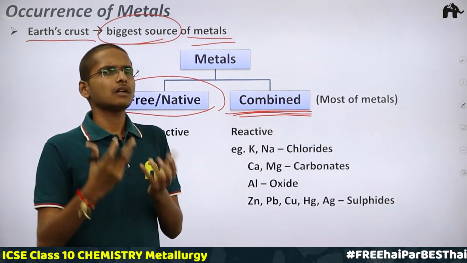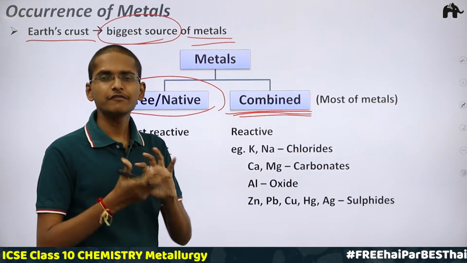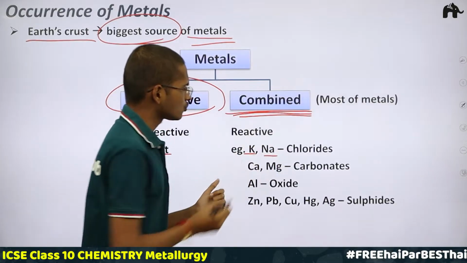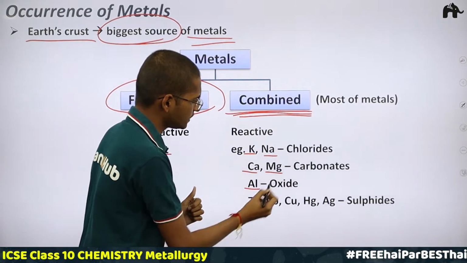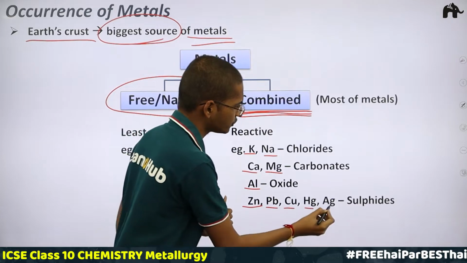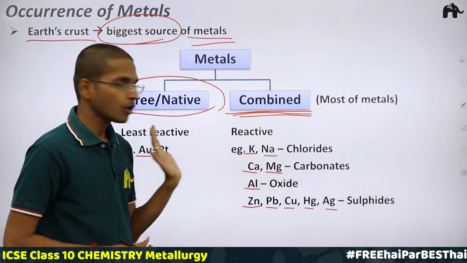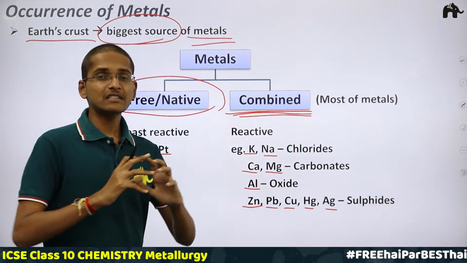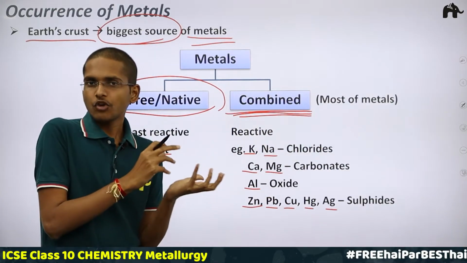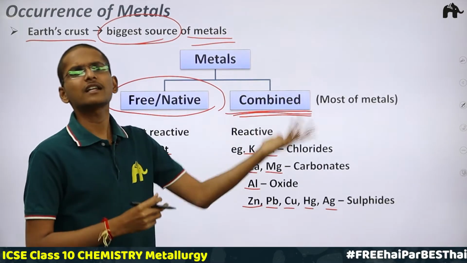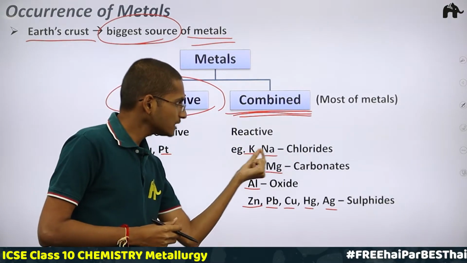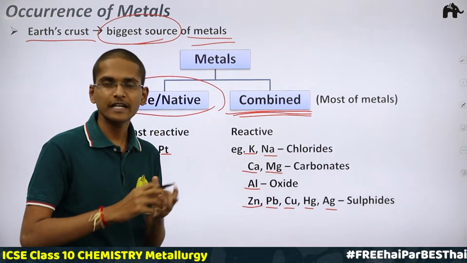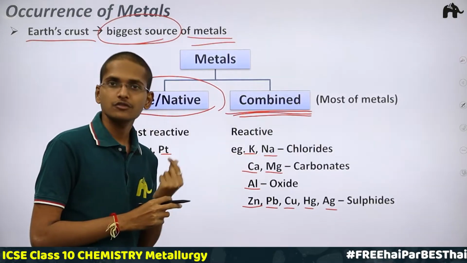Now which elements are found in this combined state? See the examples: potassium, sodium, calcium, magnesium, aluminium, zinc, lead, copper, mercury, silver. These are some examples I have picked out. Now let me tell you how they exist. They exist in the form of compounds, made of that particular metal with another element. So potassium and sodium exist as their chlorides, which means KCl and NaCl. They are the chlorides of potassium and sodium.